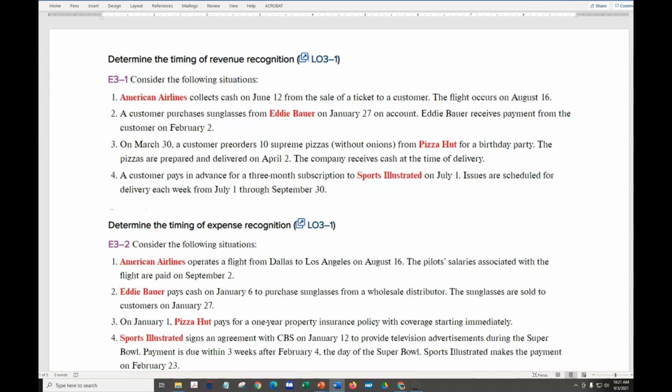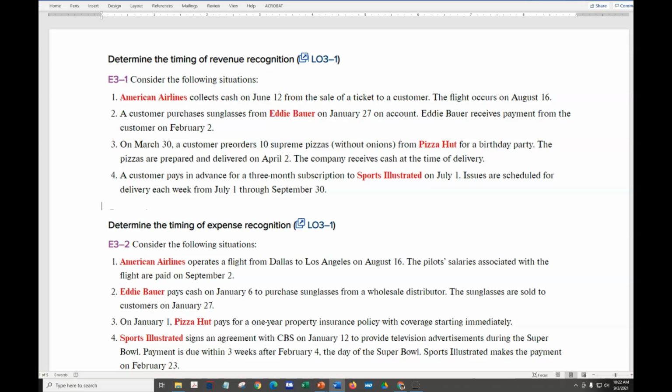So when do you recognize revenue for this situation? For American Airlines, they would recognize the revenue on August 16th when the flight occurs, not on June 12th when they sell the ticket to a customer. That cash they collect on June 12th is not revenue. It's deferred revenue, which is a liability account, if you remember from chapter 2.